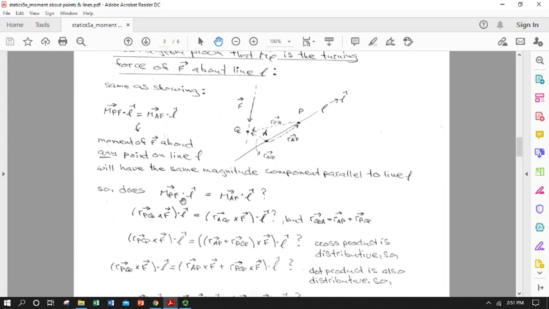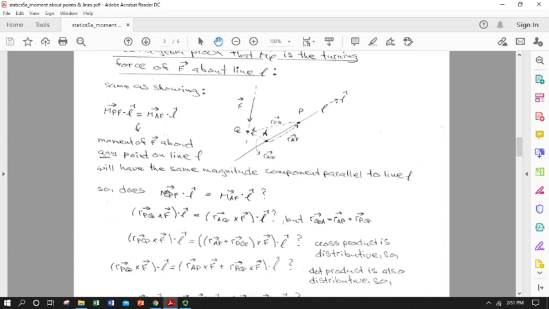So does it matter where you are on the line, basically, or does the dot product somehow take care of it for us? Well, as it turns out, it does. We'll go through some steps here. So we rewrite our two moments in terms of their definitions. We start by doing that.